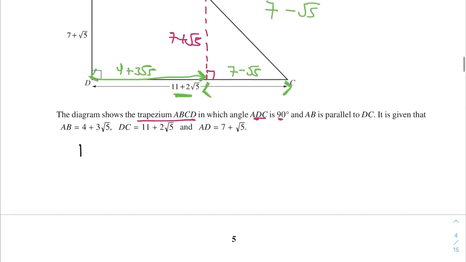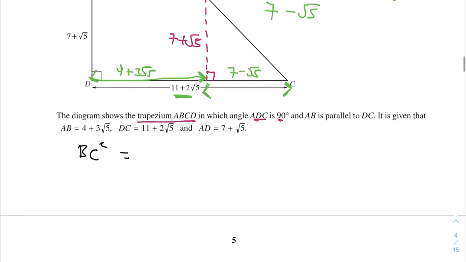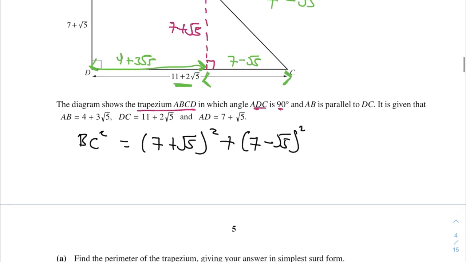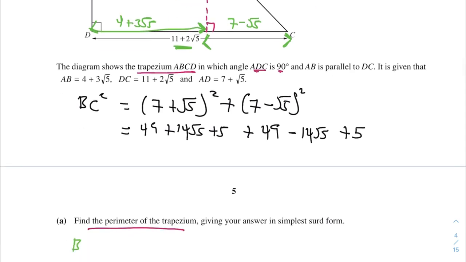So BC square is equal to (7 plus root 5) square plus (7 minus root 5) square. Okay, then let's expand. So that will give us 49 plus 14 root 5 plus 5. Now this one will also be 49 minus 14 root 5 plus 5. Now check this thing out. This and that will cancel out.